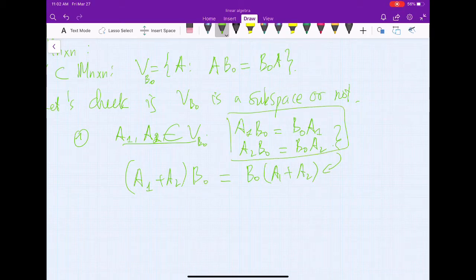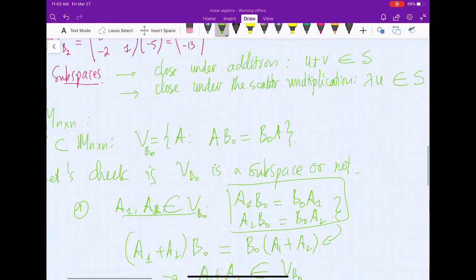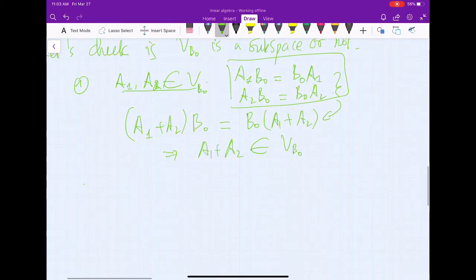So what does it mean? That means A1 plus A2 is commuting with B0. From here I get A1 plus A2 is also an element in V(B0). So the first property is good. The second property, you pick some matrix A, some lambda, and then you consider lambda A.